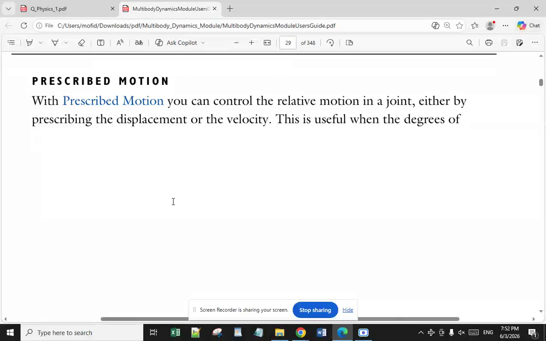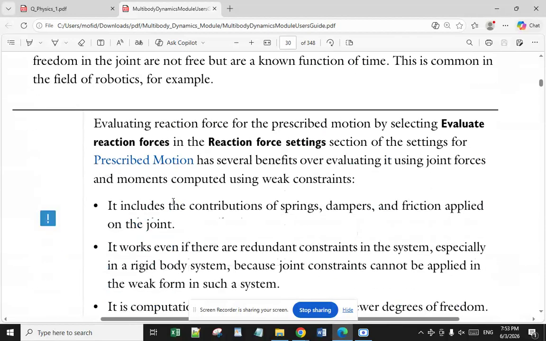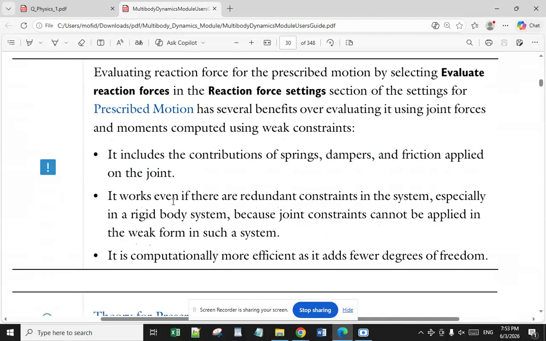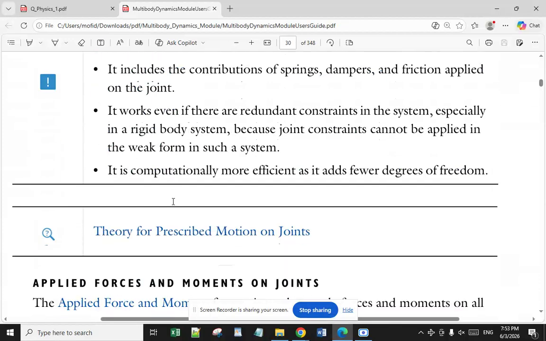Prescribed motion. With prescribed motion, you can control the relative motion in a joint either by prescribing the displacement or the velocity. This is useful when the degrees of freedom in the joint are not free but are a known function of time. This is common in the field of robotics. For example, evaluating reaction force for the prescribed motion by selecting evaluate reaction forces in the reaction force settings section of the settings for prescribed motion has several benefits over evaluating it using joint forces and moments computed using weak constraints. It includes the contributions of springs, dampers, and friction applied at the joint.